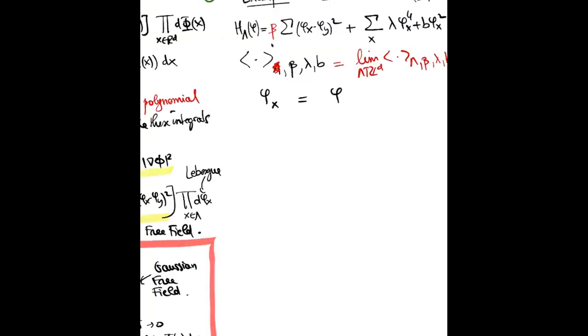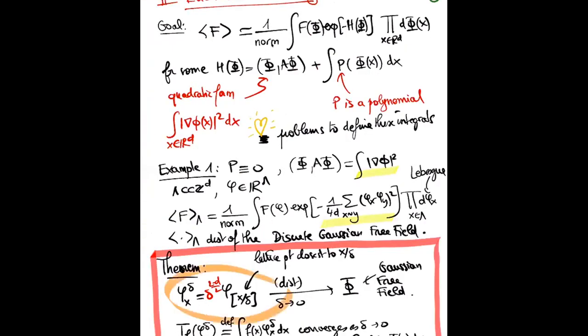And I can try again to take limits, to take phi x as a kind of discrete field. Maybe the first thing I'm going to do is take the limit as lambda tends to zero. Then I can try to play the same game as here, discretize, renormalize, and try to take the limit, and see whether I can construct something more interesting than the Gaussian free field, more exciting than Gaussian.